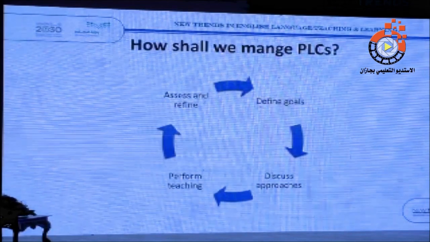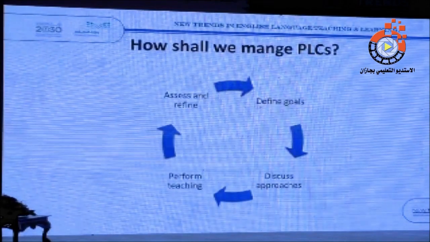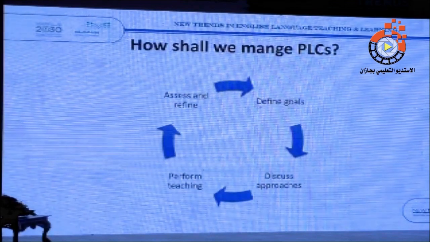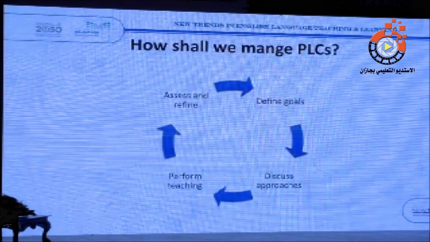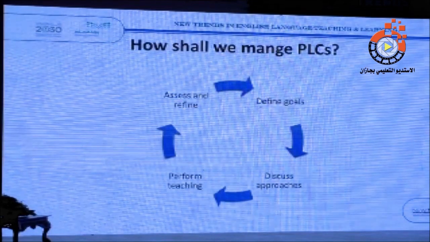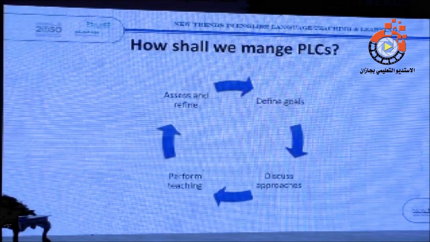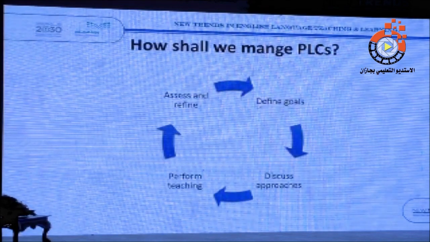How shall we manage the BLCs? First of all, we must have a goal, a vision, an aim. Then we must discuss approaches to answer the question of how can we reach this aim? And also, the third step is to perform the approaches that we agreed to do. And then the circle goes. Do we assess our performance? Then we change the goals until we reach the vision that we are striving for.